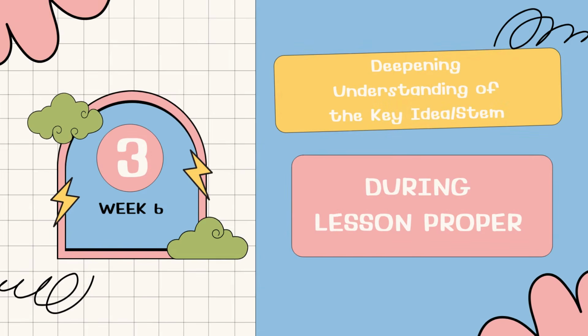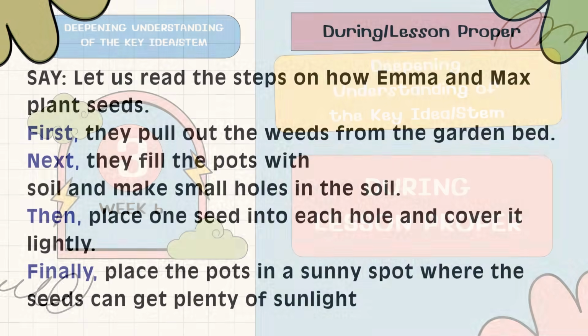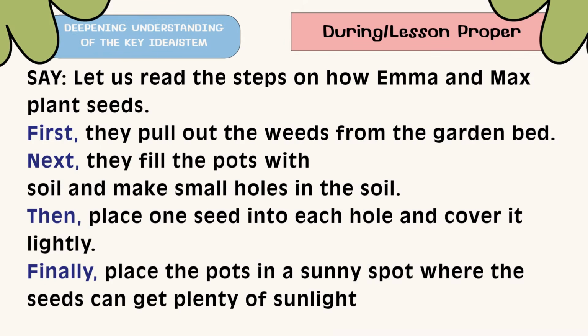Deepening understanding of the key ideas then. Let us read the steps on how Emma and Max plant seeds. First, they pull out the weeds from the garden beds. Next, they fill the pots with soil and make small holes in the soil. Then, place one seed into each hole and cover it lightly. Finally, place the pots in a sunny spot where the seeds can get plenty of sunlight.